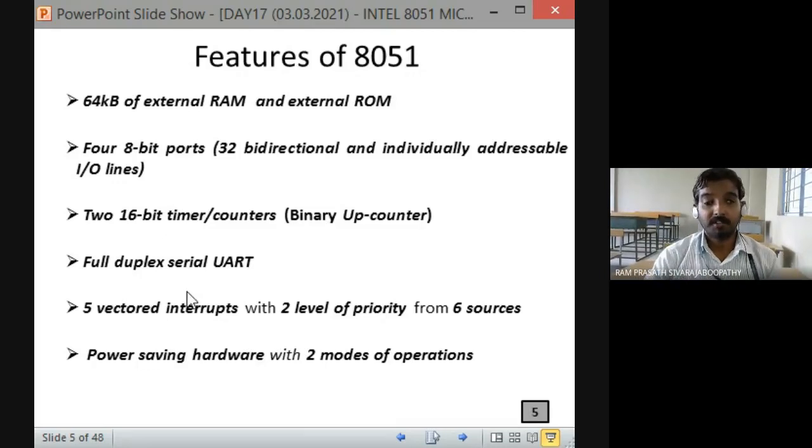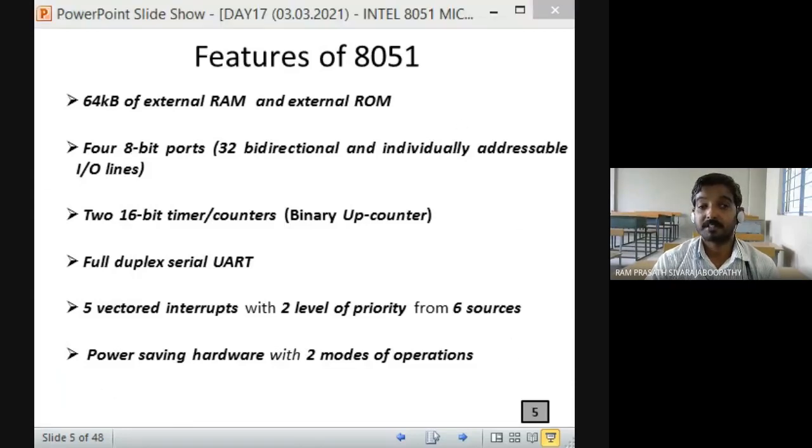Whatever hardware we have listed on this page, except the first point, all are internal IO devices. They are internally present in the microcontroller. That means internally present in the IC. On-chip peripherals are IO devices. Is it clear to everyone? Yes? Shall we proceed?